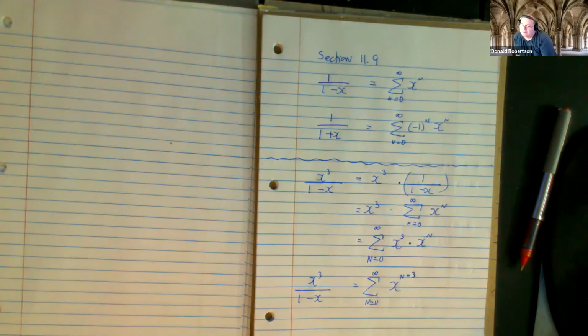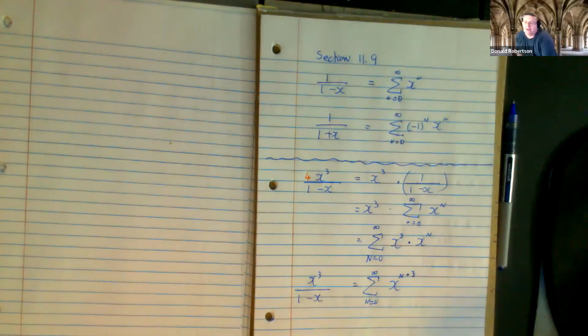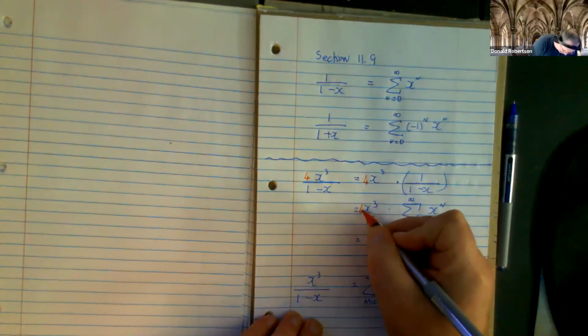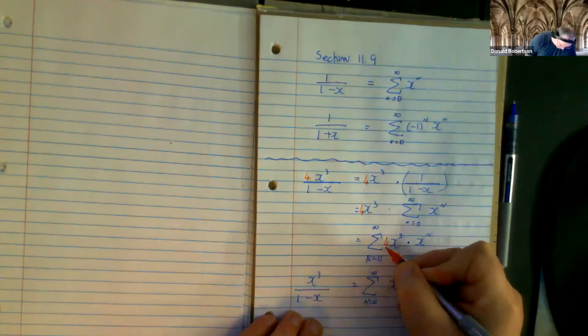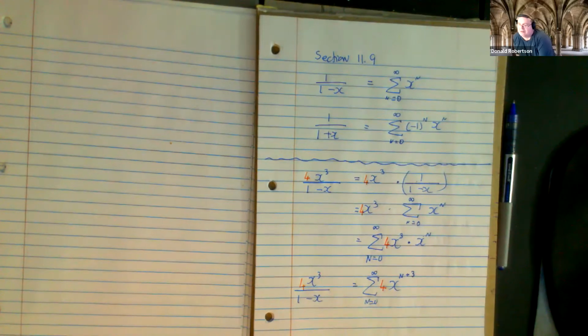So far, so good. Now watch what I'm about to do. I'll put it in red. I'm going to put a 4 there. So I'm going to do the power series for 4x cubed over 1 minus x. Well, that's going to be 4. That can be pulled in as a 4. Do you see that it almost did nothing different? It's just part of the same flow. That's kind of cool, isn't it? You can do that.